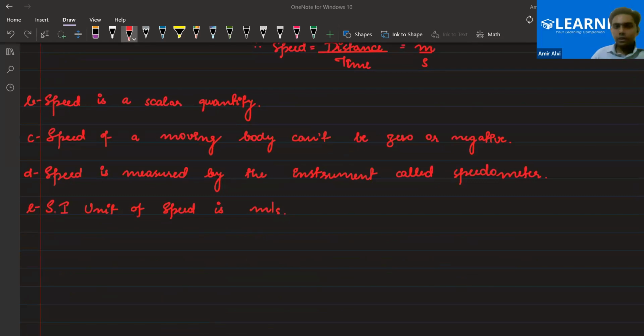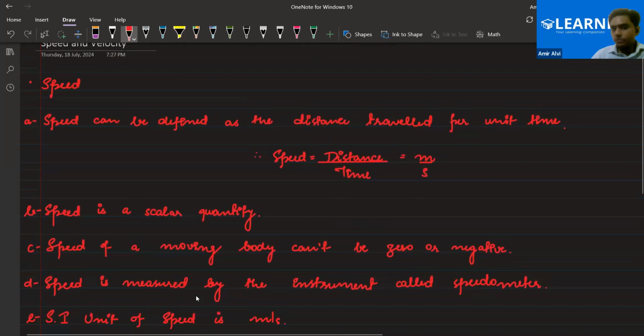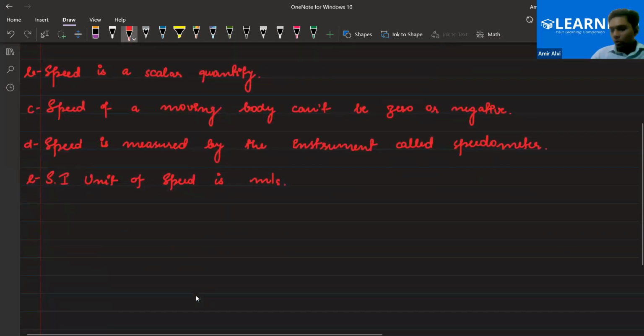Does anybody have any doubt so far? Okay. So this is the SI unit. This is all about the speed quantity.